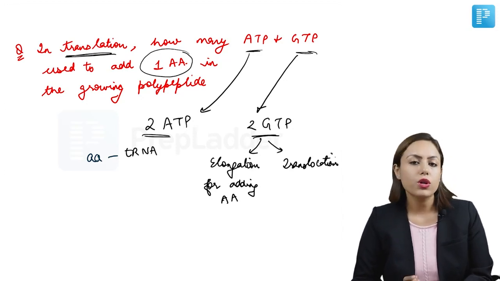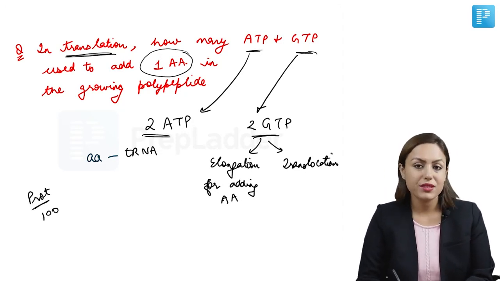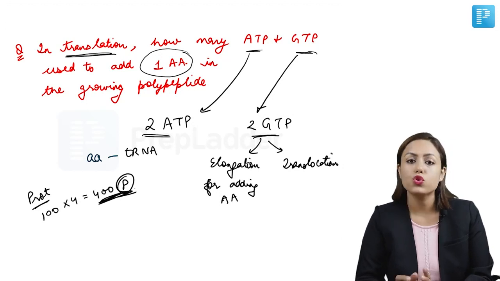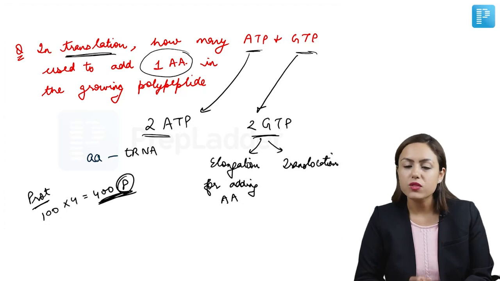Okay, so total 4 high energy phosphate bonds are used to add one amino acid. So if a protein has 100 amino acids, then 100 into 4 is 400 high energy phosphates that will be used to add all those amino acids in the protein. It is a very high energy consuming pathway, right?